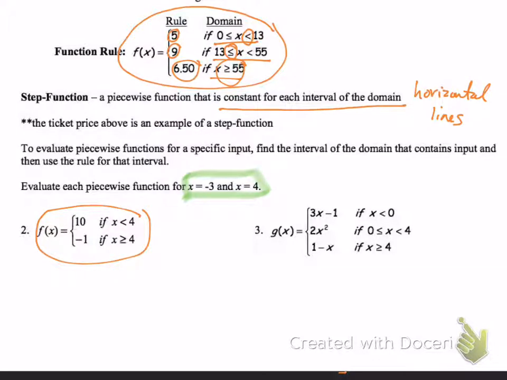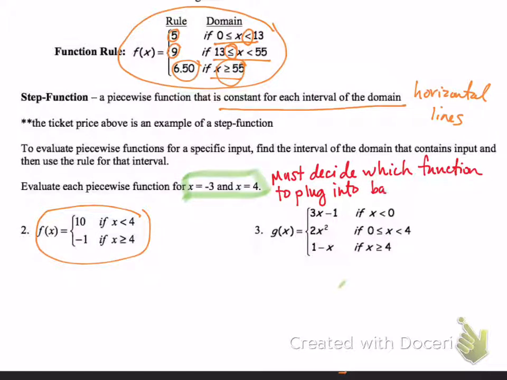So the most difficult part of this kind of question is deciding which function it goes into, and you have to look at the domain restrictions. So when you have these x values, you must decide which function to plug into based on the domain restrictions.